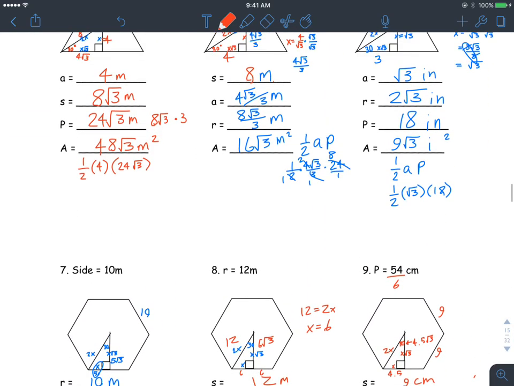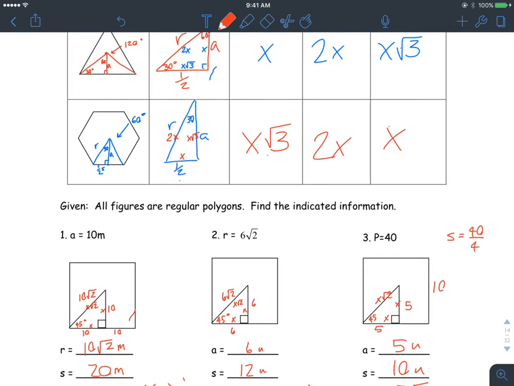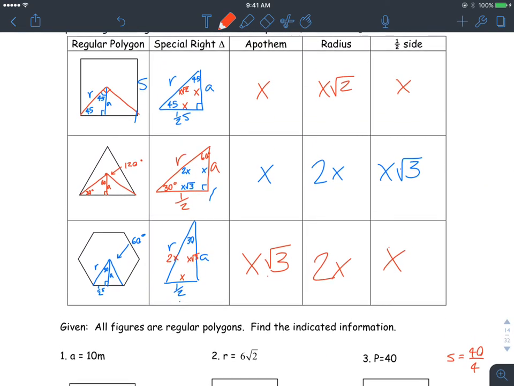Alright. So once again, it all boils down to your special right triangles. Make sure you know your ratios, then you're good to go.